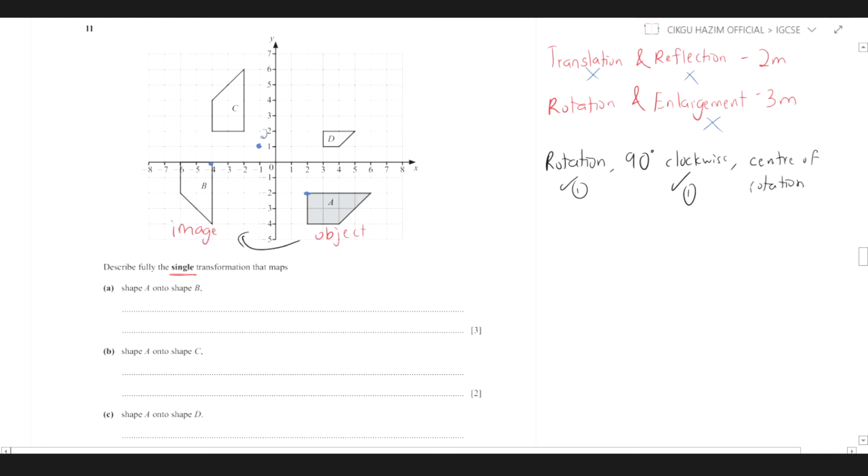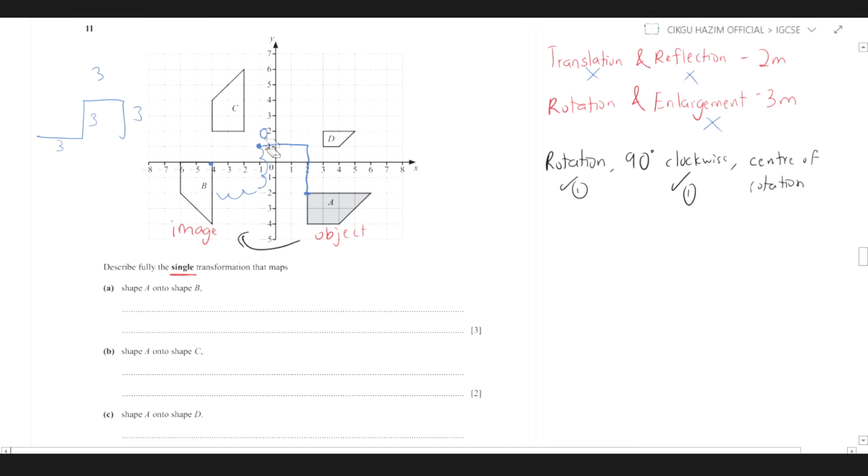If this is the center, it goes to the right 3 times, it goes down 3 times. So 3 by 3 like that. If you rotate it 90-degree clockwise, it's supposed to be 3 3 like this. Can it be 3 3 like that? So 1 2 3, 1 2 3. That's already wrong. That means that point is wrong.